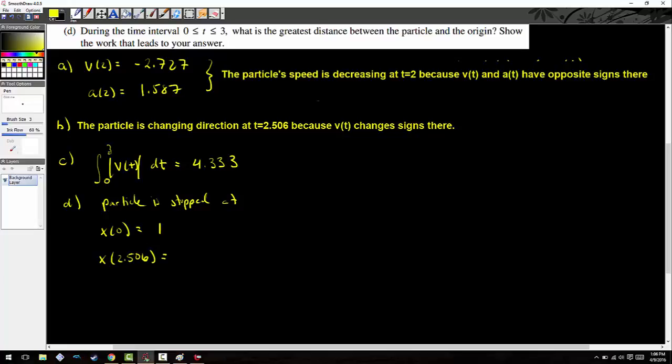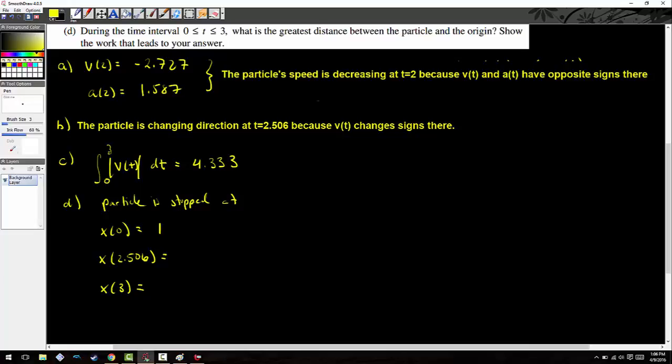How do you know that? That's because in part B you answered that in order for the particle to change direction, it had to have stopped. So that is definitely another candidate. So we will find that value. And then another portion would be to test the endpoint x equals 3, or x of 3.